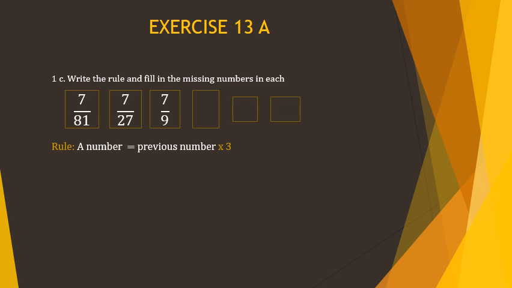So let us see the first number. The first number is 7 upon 81. And so for the second number, which is 7 upon 27, the previous number is 7 upon 81. So when we multiply 7 upon 81 by 3, we get 7 upon 27. And when we multiply 7 upon 27 by 3, we get 7 by 9. So for the first missing number, here the previous number is 7 by 9. So we will multiply 7 by 9 by 3 and what do we get?